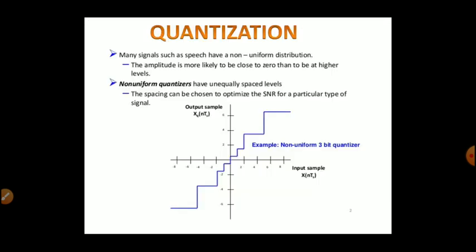Next, one more point is quantization. Many signals such as speech have a non-uniform distribution. The amplitude is more likely to be close to zero than to be at higher levels. Non-uniform quantizers have unequally spaced levels. The spacing can be chosen to optimize signal to noise ratio for a particular type of signal. The figure shows the quantization.